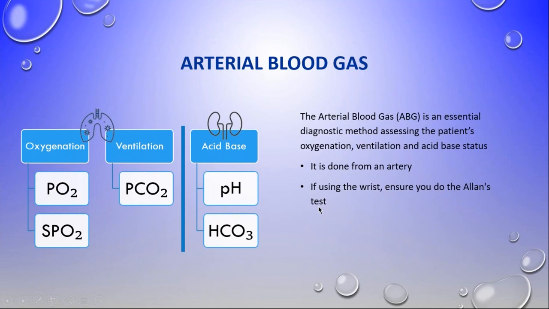What is an Allen's test? So if you take your two fingers and you close off both arteries supplying the hand and you push hard enough, your hand should turn white. If you then lift one, your hand will pink up again. Allen's tests are very important because some individuals only have one artery feeding their hand. If that is happening, we should not be doing arterial blood gases at the wrist, because you could get a clot and that could cut off the supply to that hand. So it's very important.